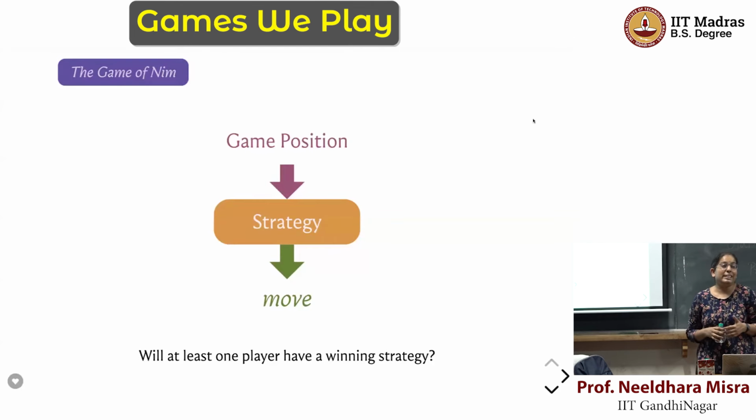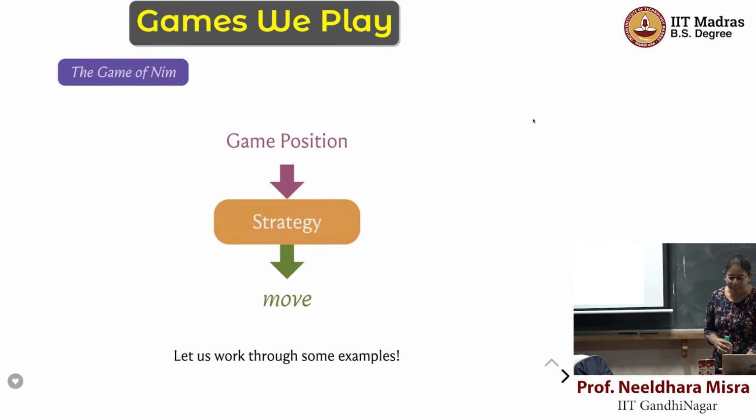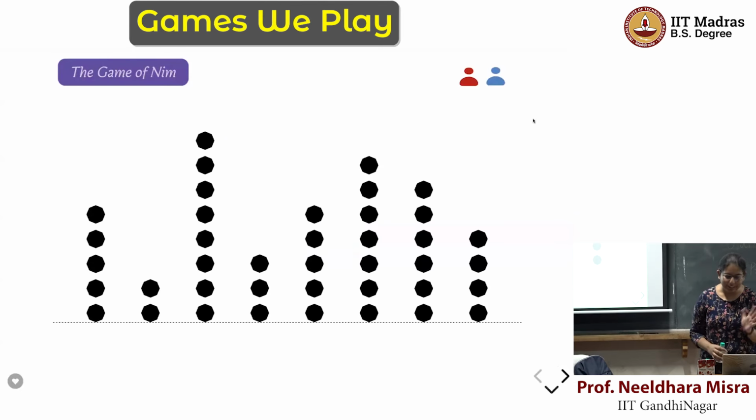Okay, so both players cannot have a winning strategy. But is it possible that neither player has a winning strategy? It might be. So let's maybe try a few examples and then we'll come back to this question.